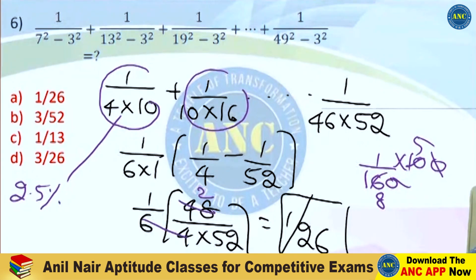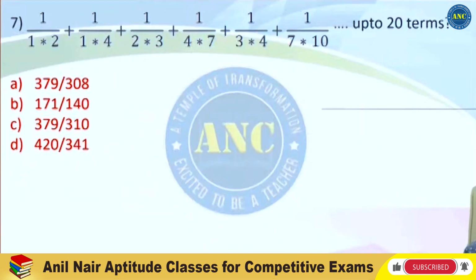7 minus 3, 7 plus 3. 13 minus 3, 13 plus 3. Right? Like that. Sometimes keeping an eye on the answer options is the best method. Otherwise, optimization is the best method. Right? Now see here. Now you only tell me the answer for this, sir.